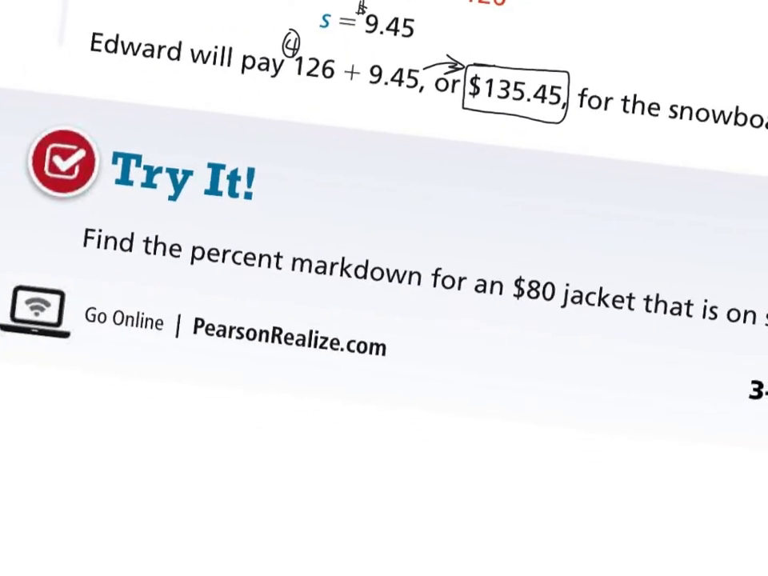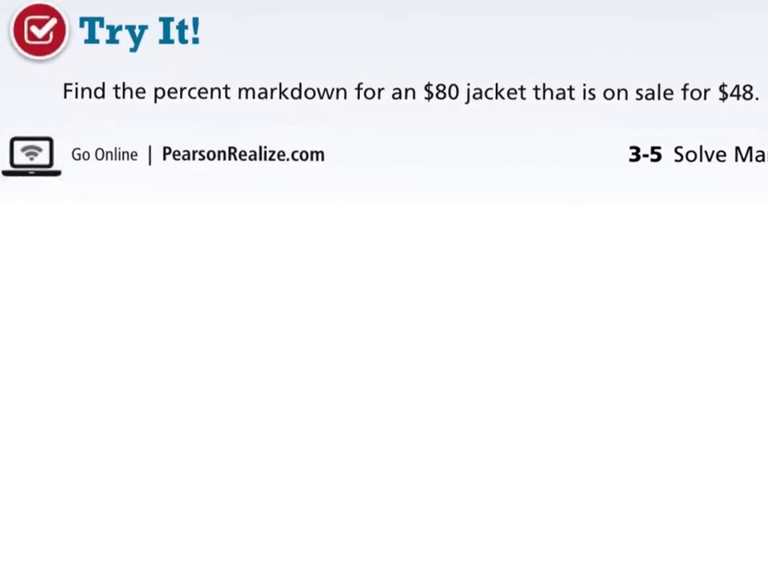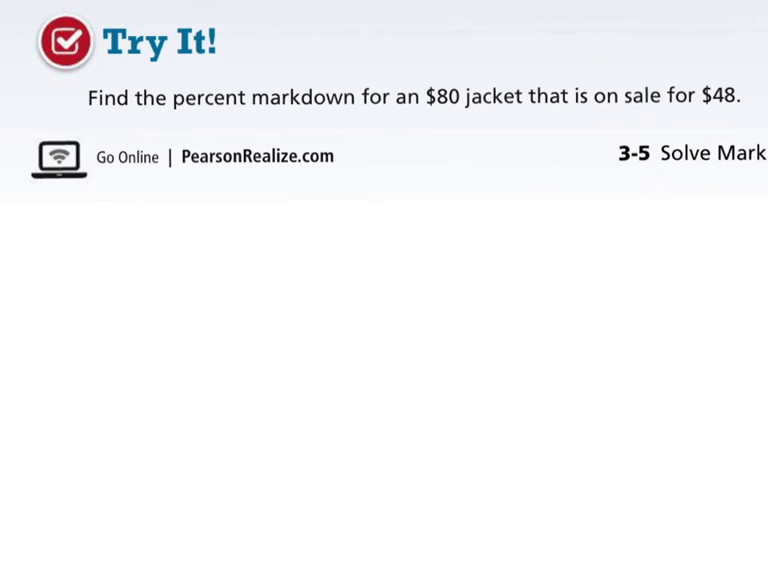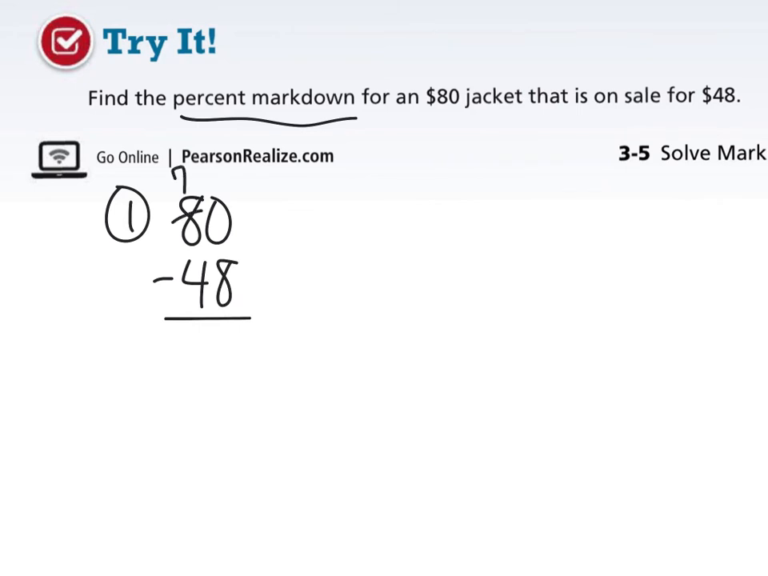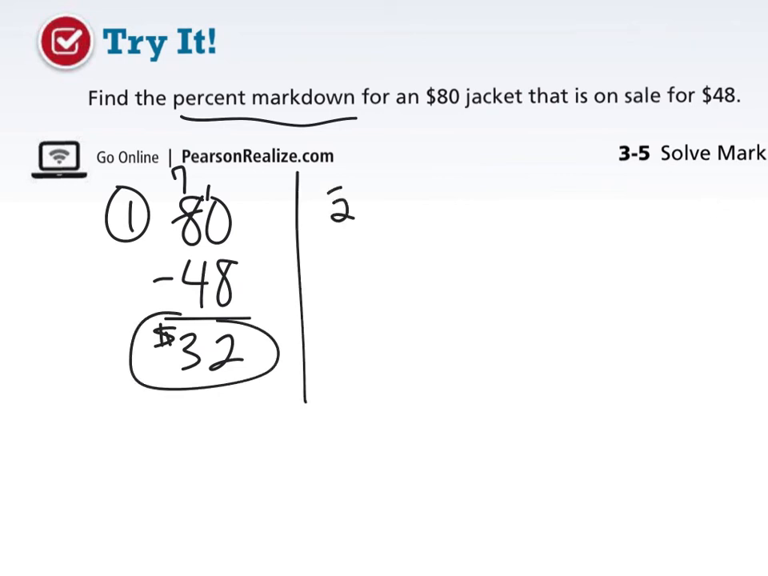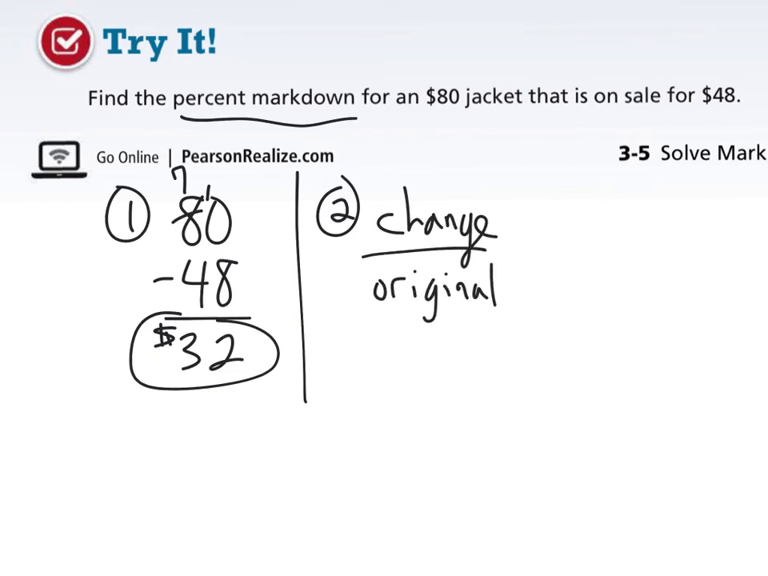So if you look at the try it, they're asking us to find the percent markdown for an $80 jacket that's on sale for $48. This actually is not quite the same problem as what we just worked out. So if you're trying to find a correlation between those two, you're probably not going to find it. Percent markdown, so it's a percent change that we're trying to find here. So if we subtract these, 80 minus 48, that would be a difference of $32. So it's a change of $32. We're going to do the change divided by the original. So change of $32, the original price was $80.